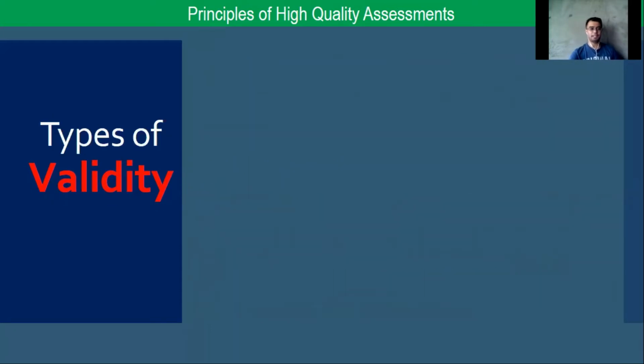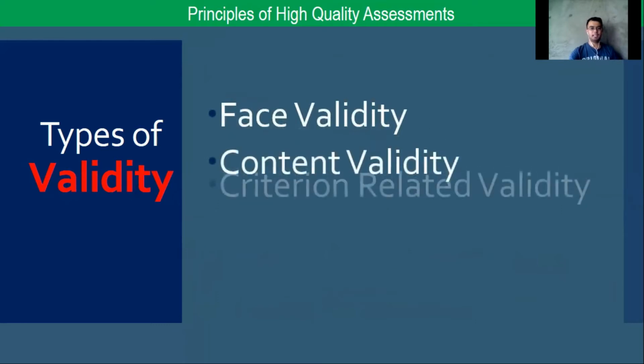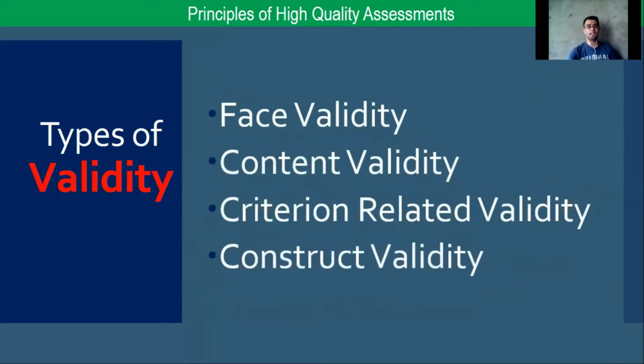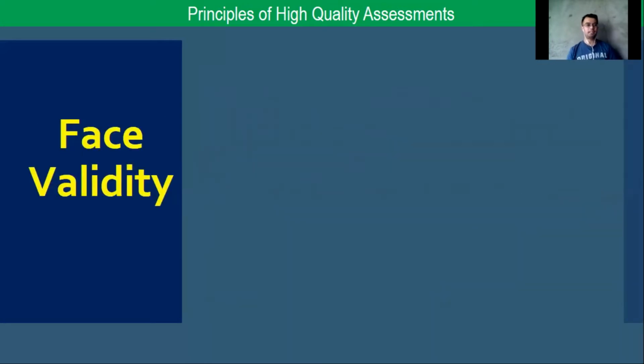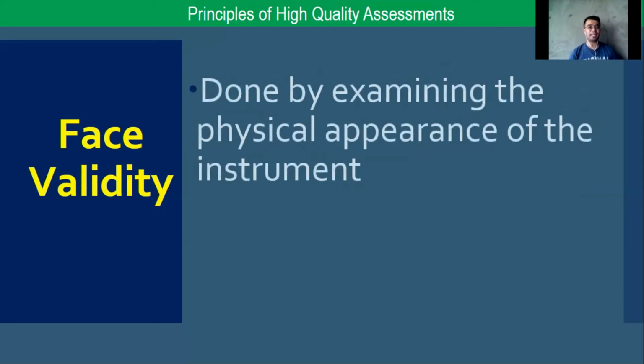Here are the types of validity. First is face validity. We also have content validity, criterion-related validity, and construct validity. Face validity. From the name itself, face, this is the first thing that you will see. This is the time that you will form your first impression as soon as you receive the test paper. So there might be emotions or excitement as soon as you receive the test paper, because this is done by examining the physical appearance of the instrument.